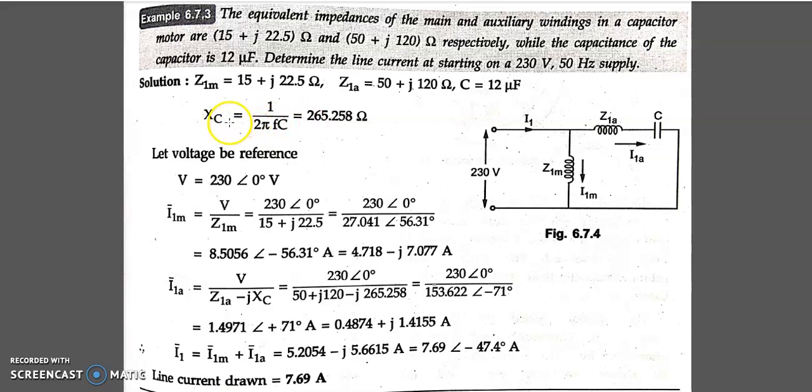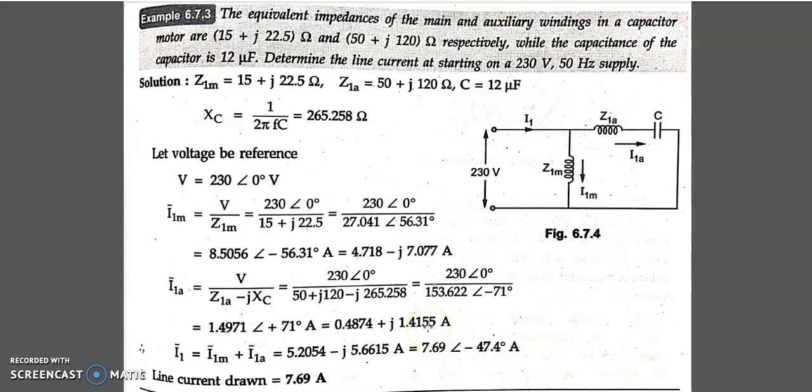Xc is equal to 1 by 2 pi f C, and substituting the value of C here, you calculate Xc as 265.258 ohm. Now I substitute that Xc value over here. After substituting and doing the calculation, I get I1A as 1.4971 at an angle 71 ampere in polar form. In rectangular form it will be 0.4874 plus j1.4155 ampere.